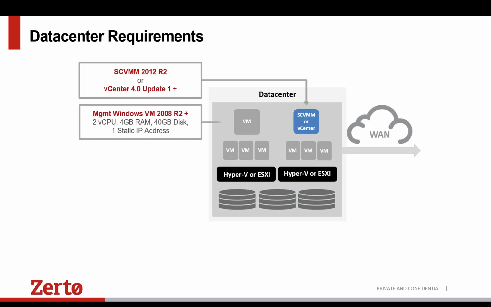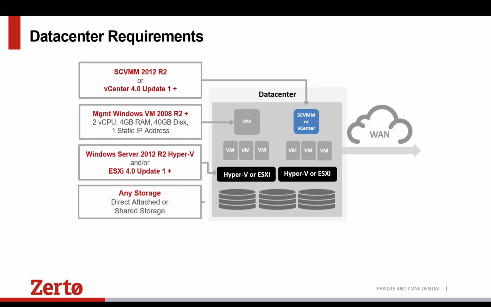We require a management Windows VM on which to install our management service for the GUI and the interaction, which needs to be 2 vCPUs, 4 GB of RAM, have at least 40 gig of disk space, and 1 static IP address. In terms of the underlying hypervisor, it's a minimum of Server 2012 R2 Hyper-V or ESXi 4.0 Update 1 onwards.